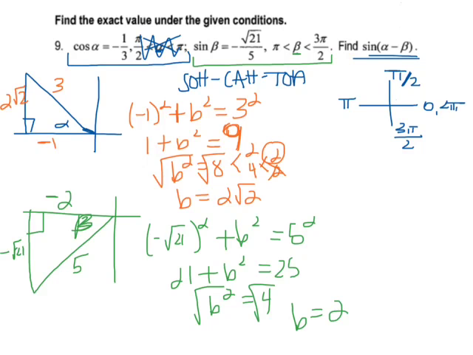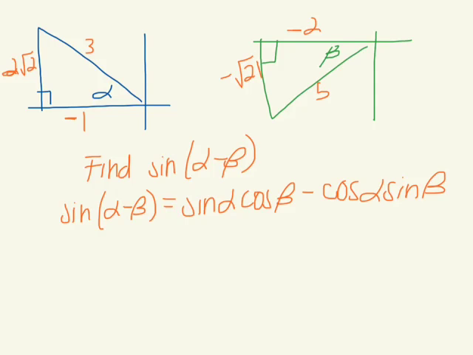I'm going to go ahead and recopy these triangles on a new page, and hopefully do them a little bit neater, and then we'll actually go back now and find sine of alpha minus beta. Okay, so we're reorganized now, and now all we have to do is find sine of alpha minus beta.